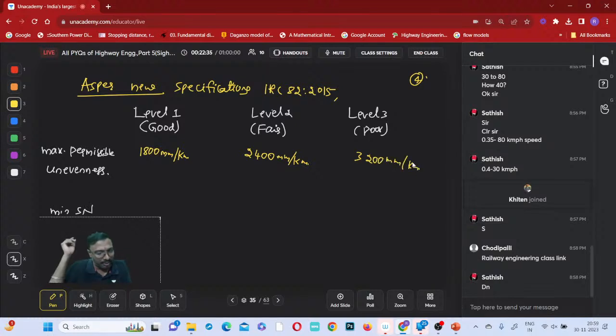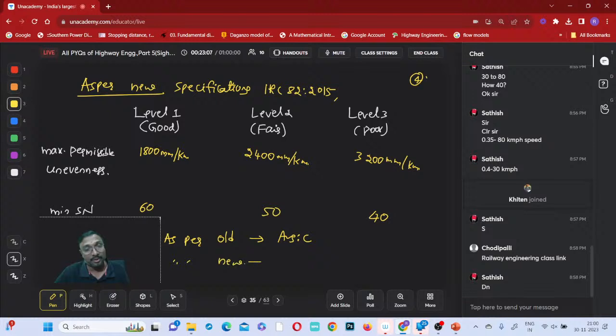If you want to get the brake efficiency from the friction, brake efficiency will be equal to the friction developed divided by the maximum friction available, into 100. That is a relation. Already we have done one question in the previous class, if you remember. This is your 60 SN, this is 50 SN, this is 40. So as per the new specifications, what is the answer? As per old specifications, which option is correct? Option C will be correct, right? As per these new specifications, what is the answer?